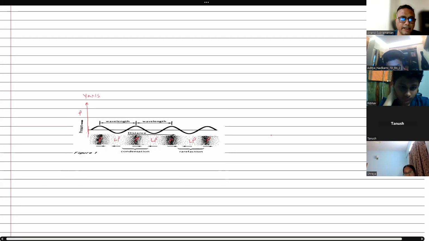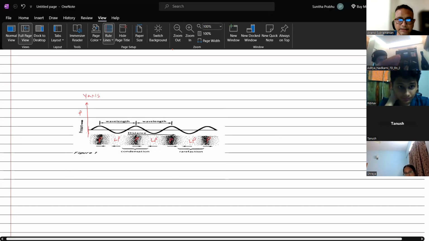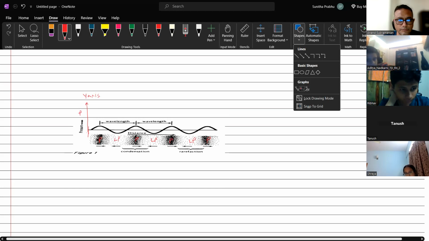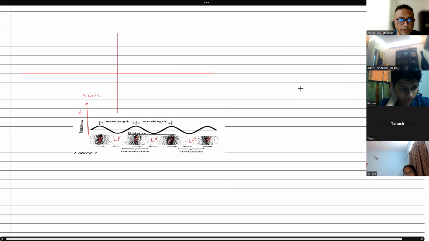In fact, let me take the axis properly and draw it for you. Give me 1 minute. Are you able to see the axis, guys? X-axis, y-axis I have drawn. Yes, sir. Okay, just give me 1 minute.